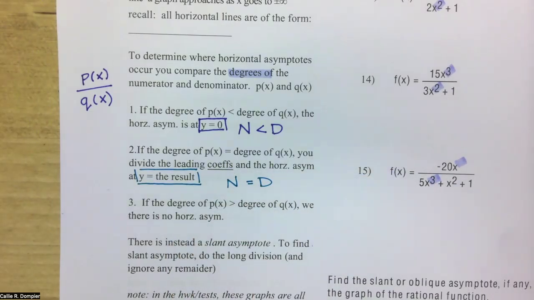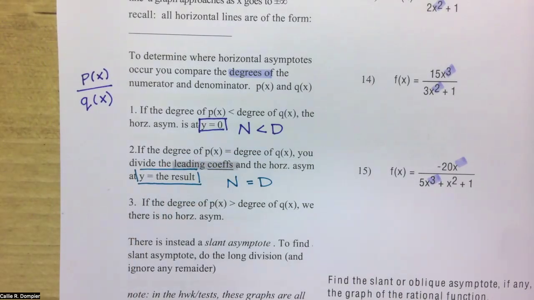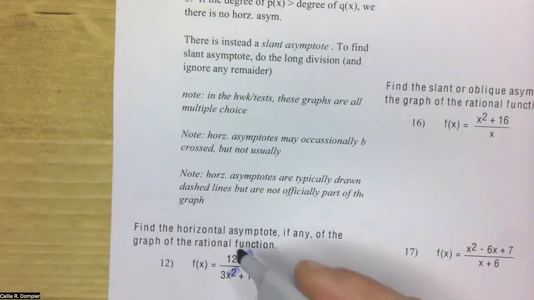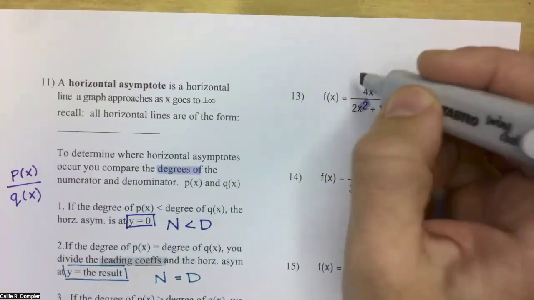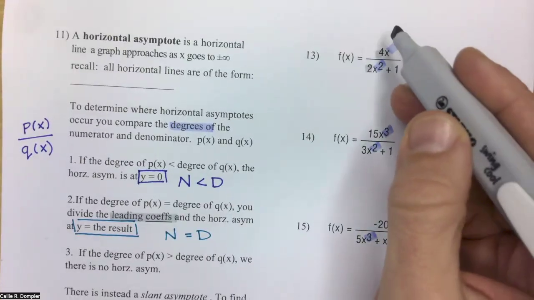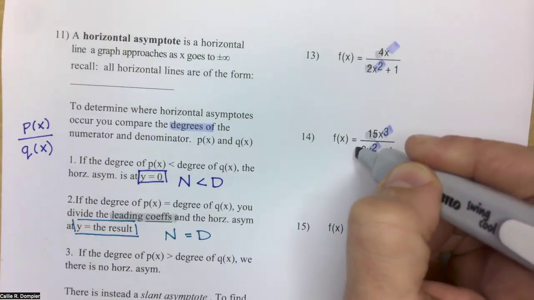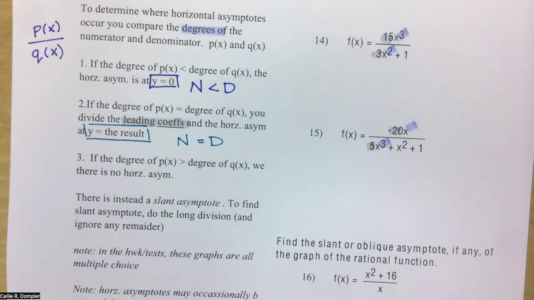If that happens, I was trying to make those different colors, but they don't look different enough. You divide the leading coefficients. So I'm just going to label all my leading coefficients too. Here I've labeled my degrees. I'm going to label my leading coefficients. Leading coefficient 2, 4. Set those backwards. 4, 2. 15, 3. Negative 20, 5. Good. Those are my leading coefficients.